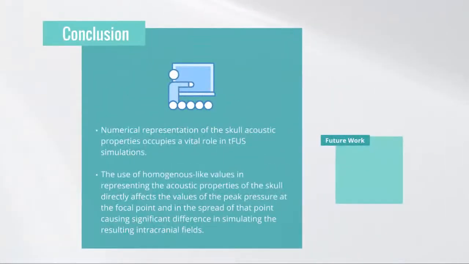In summary, as researchers, we realized that indeed skull acoustic properties and numerical representations are important in transcranial focused ultrasound simulations, and the use of values that are more homogeneous in simulations to represent skull acoustic properties has a visible effect on the peak pressure and focal spread, therefore showing effect on the resulting intracranial fields.